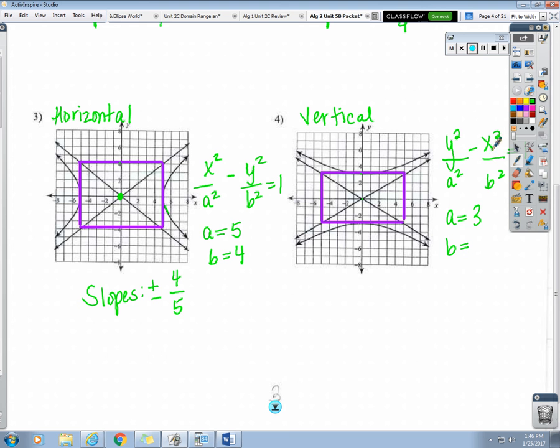Okay, B is under the X. So this time B is your horizontal distance. So from the center over to the box is how many units? 5. So I know when I do my slopes, it's going to be plus or minus 3 over 5 or 5 over 3. You always have to use those numbers. So how much do we have to rise? 3. So that's your numerator, and then 5 is your denominator. Because you rise 3 and you run 5 to get from the center up here on the line.